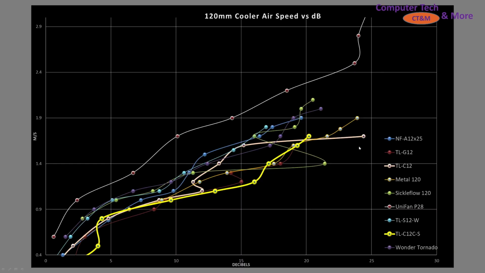In terms of air speed that it moves versus a decibel rating, once again, remember that decibels are not linear. Every 10 decibels is a doubling in noise volume. So if you're looking at 5 to 15 decibels, 15 is twice as loud as 5 decibels. The TL-C12C is ranked towards the bottom. It's just not particularly noise efficient overall.